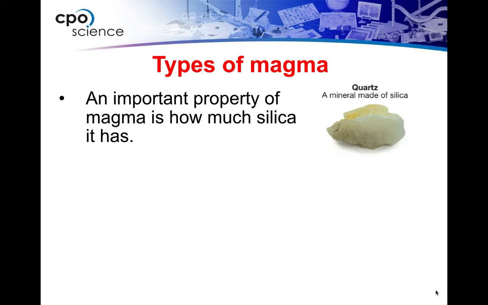Types of magma. So we have different types of volcanoes on Earth. We have these volcanoes that will explode violently. We have other volcanoes that don't explode violently. And why is that? It's all about the magma. So the types of magma will determine what type of volcanic eruption you have.